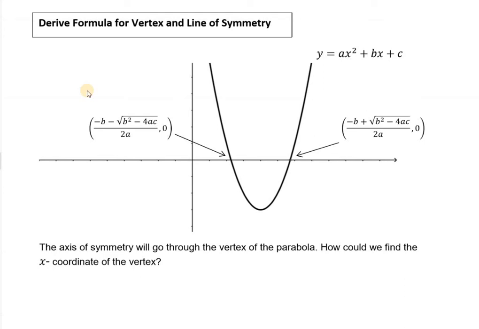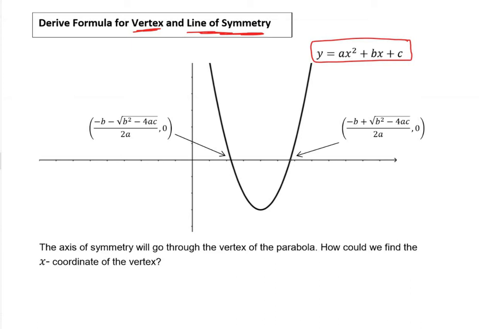Okay, we're going to be looking at equations of parabolas in standard form, y equals ax squared plus bx plus c. So if I'm given an equation in that form, there's two things I want to find. I want to be able to find the vertex, and I want to be able to find the line of symmetry for that parabola. So we're going to derive the formula for those two by looking at this graph.